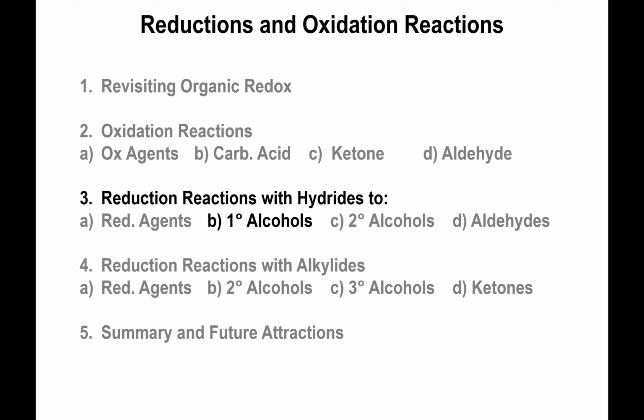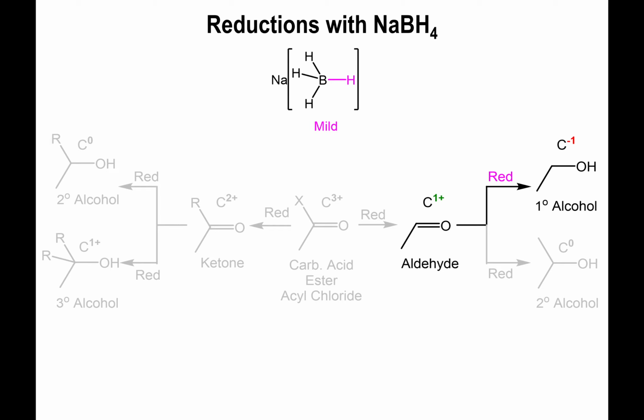Welcome back. Let's talk about the reduction of carbonyl compounds to make primary alcohols. The first one that I want to touch base on is the aldehyde being reduced down to the primary alcohol. And I want to show you how we do this first with the mild reagent, then with the strong reagent.